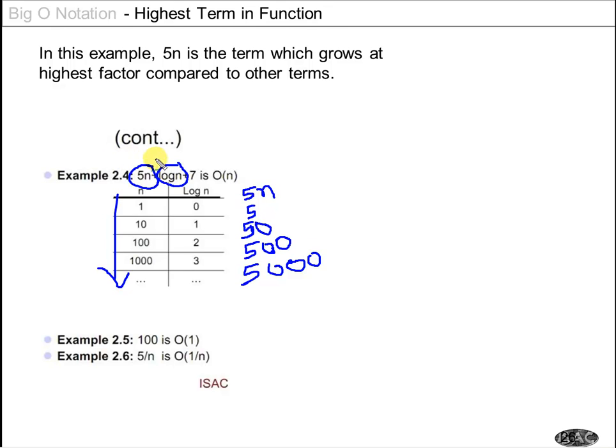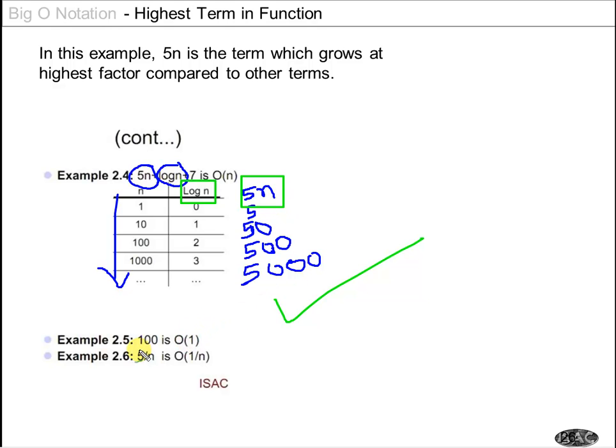Now, tell me one thing. Out of this and this, which one is growing faster? This one is growing faster or this one is growing faster? It is very simple, this one is growing faster. And the term which grows at the highest factor compared to other terms is taken as the order of the algorithm. So this one we will call order of algorithm n.